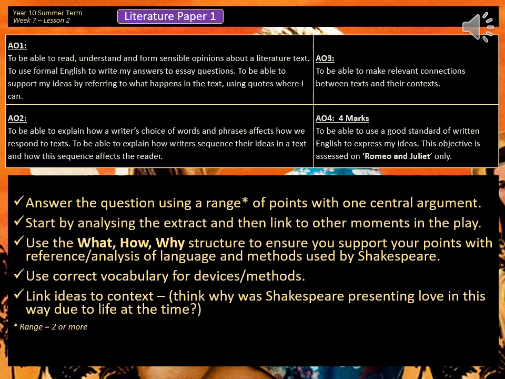You need to start by analysing the extract and then link to other moments in the play. Use the what, how, why structure to make sure that you are supporting your points with reference or analysis of the language and the methods used by Shakespeare. Make sure you use correct vocabulary for those devices and methods, and link your ideas to the context. Think, why was Shakespeare presenting love in this way? Because of life at the time. What was happening at the time that would have made him present love in this way to the audience?